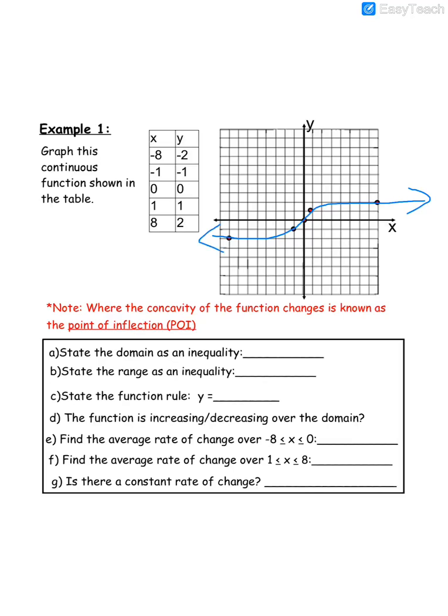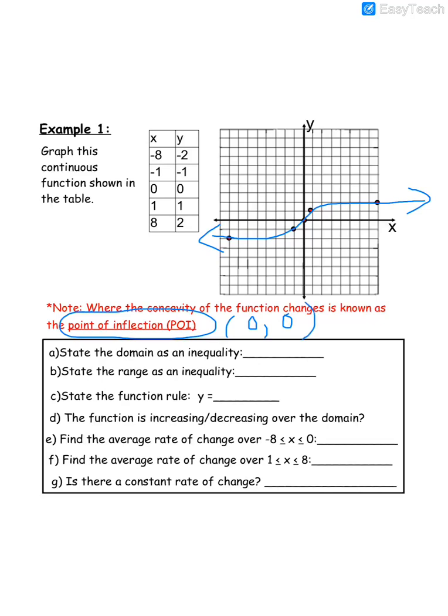So if you take a look at this one, it's sort of heading down. This one's kind of going up. Do you know how we have the word vertex for parabolas or absolute value, and we have the starting point for square root functions? For a cube function, it has a different word. The point where the concavity of the function changes, where it goes from concave up to concave down, is known as the point of inflection, POI. The point of inflection in this case happens to be (0, 0). It's kind of where it's changing direction.